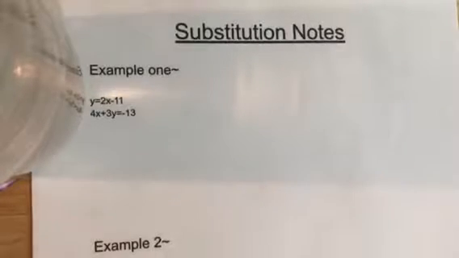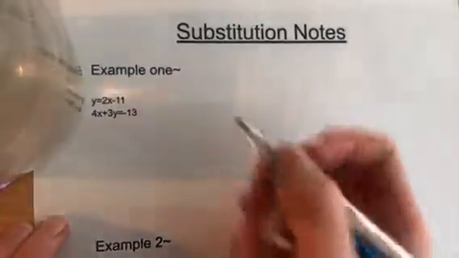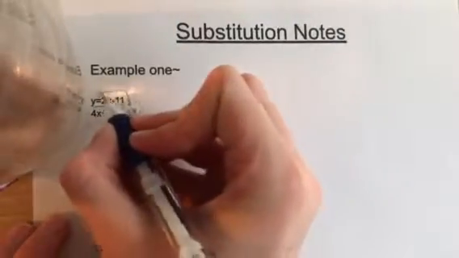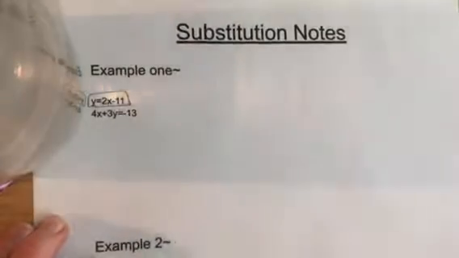So let's get started. Step 1. Choose one equation and solve for x or y. If x or y is already isolated, there is no need to solve for it, and you should choose that one. So because this one already has y, we can just go ahead and use that.